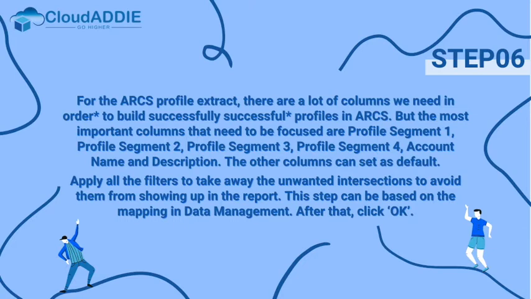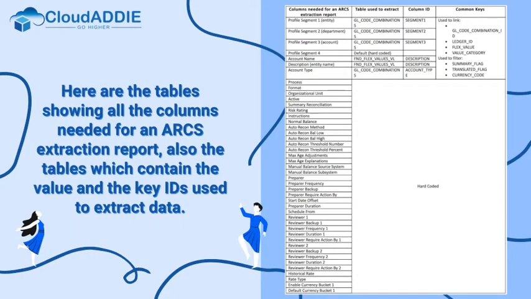Apply all the filters to take away the unwanted intersections to avoid them from showing up in the report. This step can be based on the mapping in data management. After that, click OK. Here are the tables showing all the columns needed for an ARCS extraction report. Also, the tables which contain the value and the key IDs used to extract data.